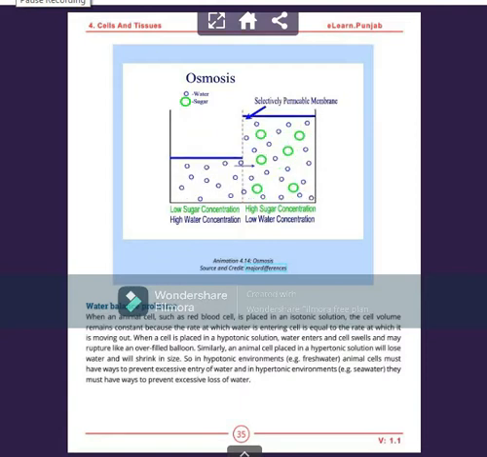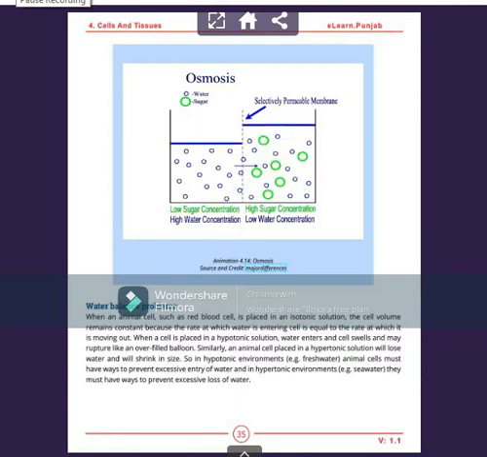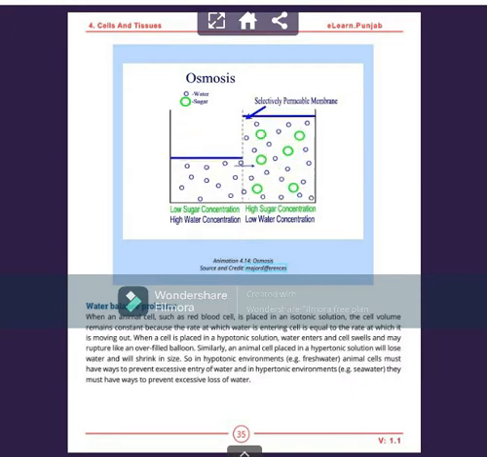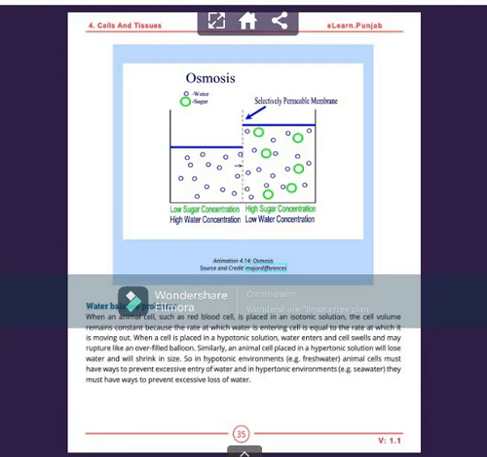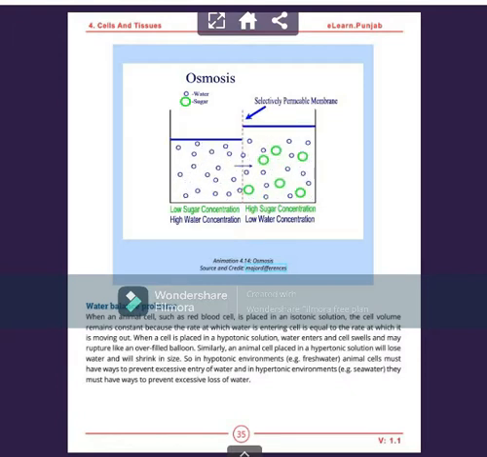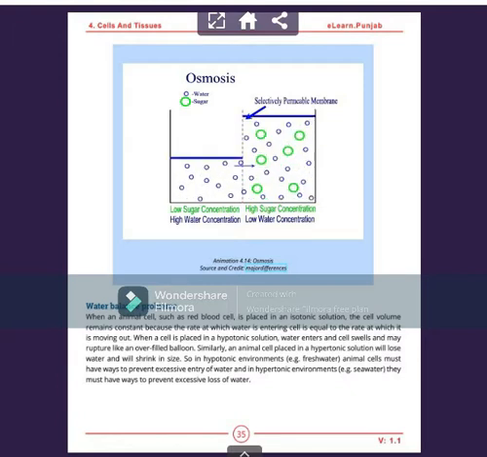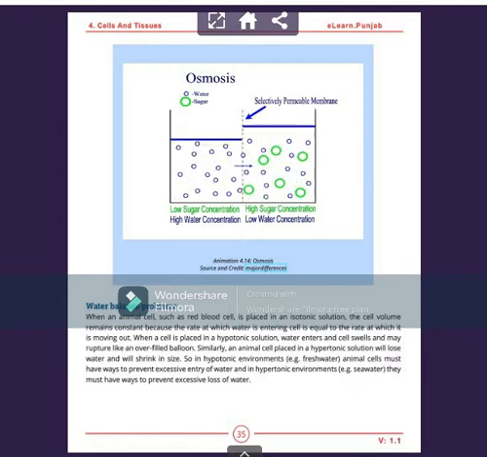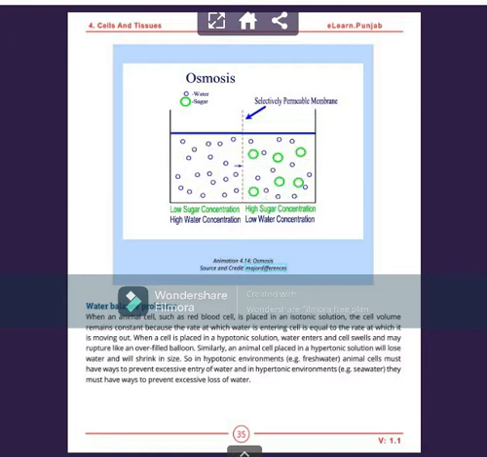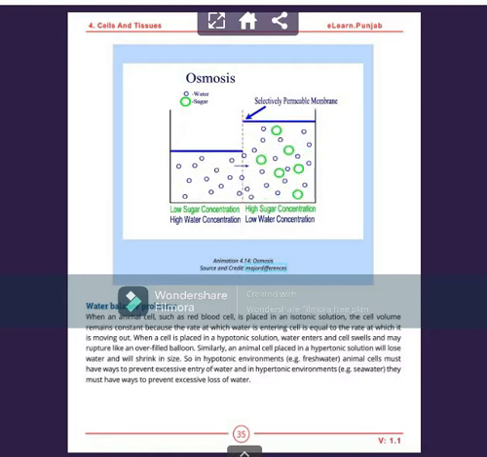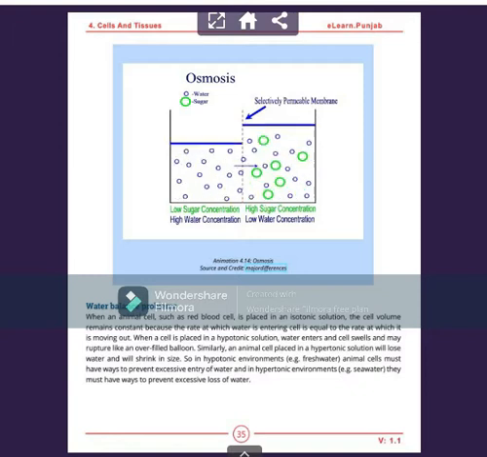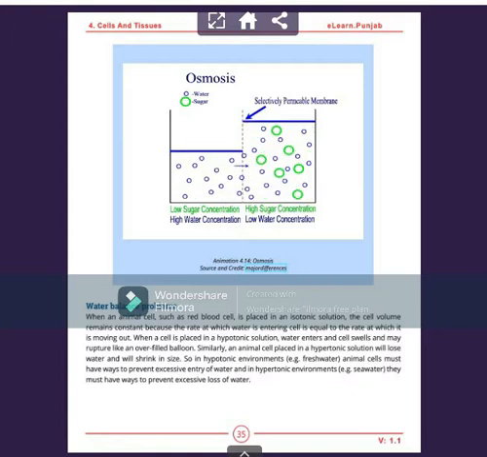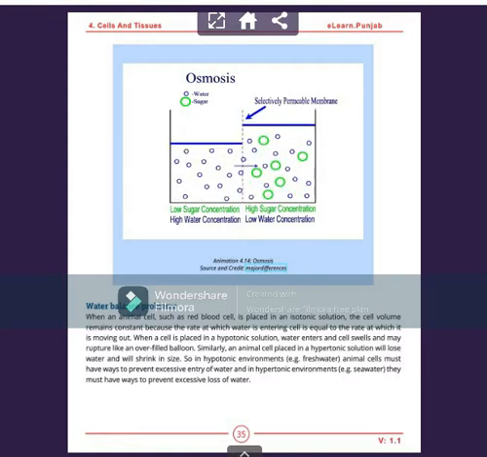Water balance problems. Whenever an animal cell such as a red blood cell is placed in an isotonic solution, the cell volume remains constant. Why is it so? Because the rate at which water is entering the cell is equal to the rate at which it is moving out. When a cell is placed in a hypotonic solution, the water enters and the cell may rupture like an overfilled balloon. Similarly, an animal cell placed in a hypertonic solution will lose water and shrink in size.